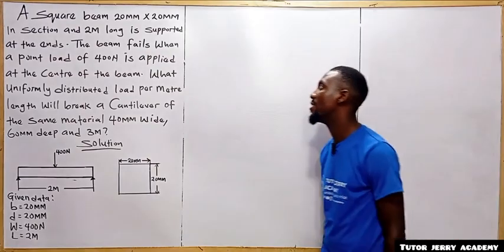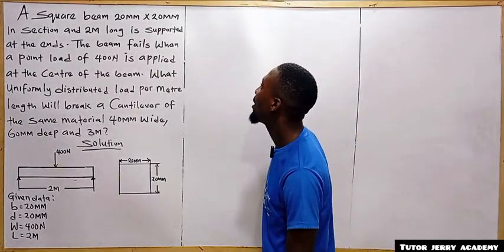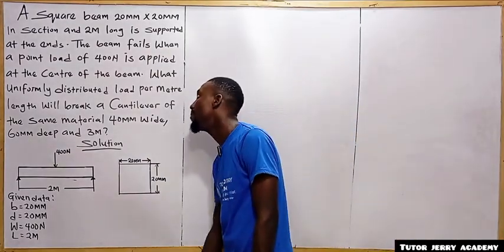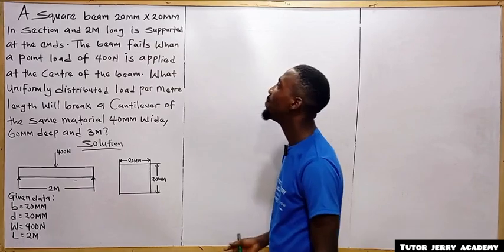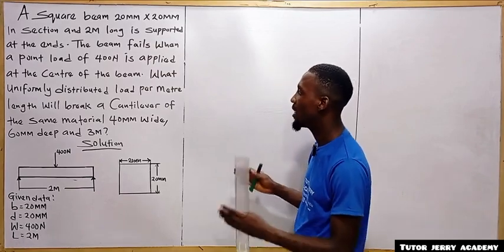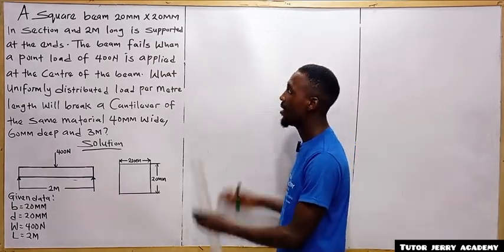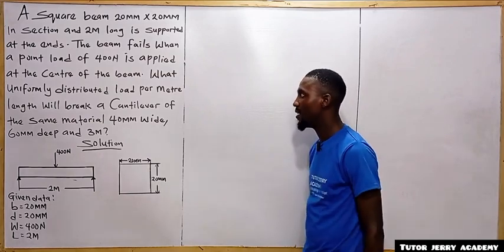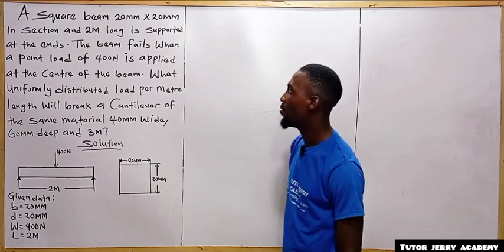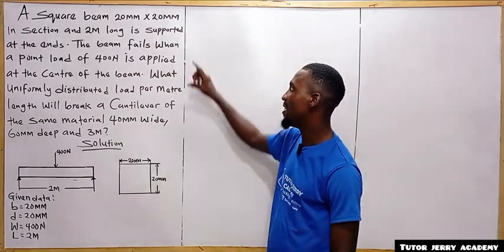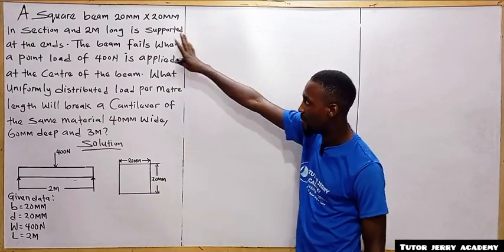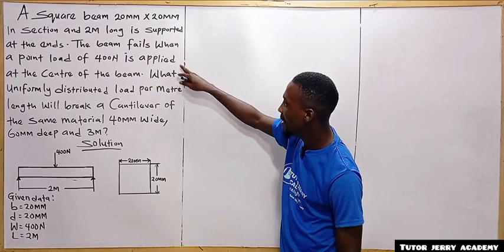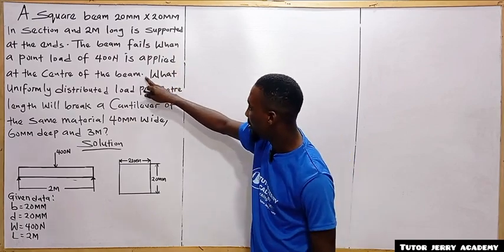Alright, the question says a square beam 20 mm by 20 mm in section and 2 meters long is simply supported at the ends. The beam fails when a point load of 400 Newton is applied.